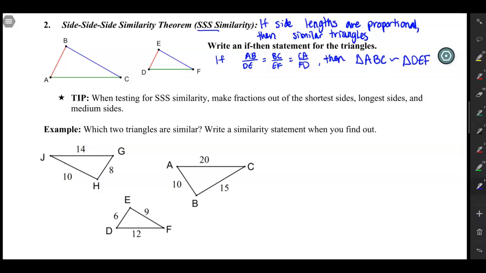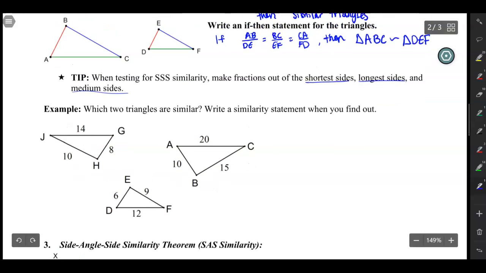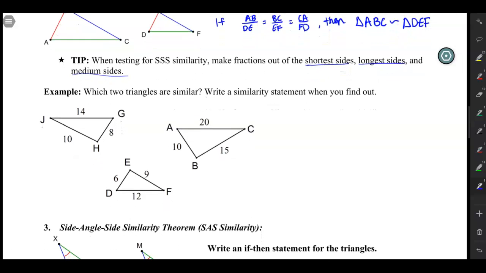Okay. So this is just one tip that I would recommend you use when you're testing for side-side-side similarity and building the fractions. Make sure that you're pairing up the right side lengths together. You want to make a fraction with the shortest sides of both triangles, the longest sides, and then the medium sides. We're going to take a look at these. So we have 3 triangles in this next example. I want to know which 2 of these are similar.